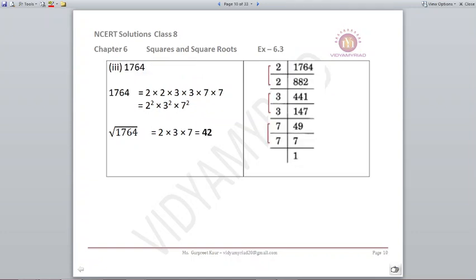So the square root of 400 is 20. Next, 1764. It starts with 2. We have two 2s, two 3s, two 7s. Pick one from each. So 2 into 3 into 7 gives you 42. So the square root of 1764 is 42.